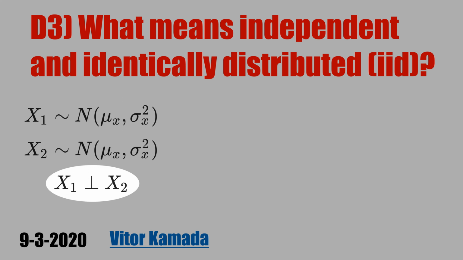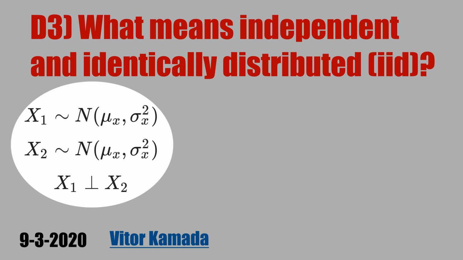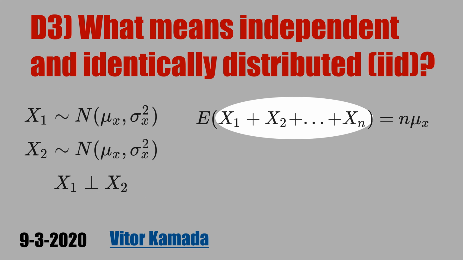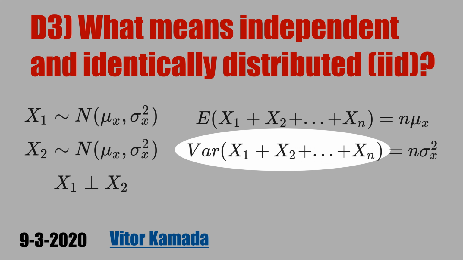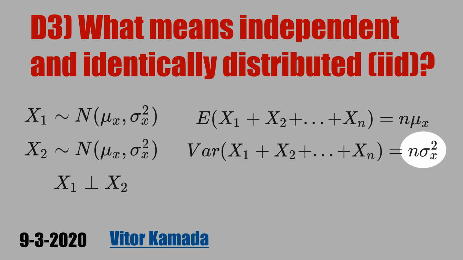Now, let's assume that x1 is independent of x2. We just created two random variables that are IID, independent and identically distributed. Now, let's assume that you have n IID random variables. If you take the expectation of these n IID random variables, the result is n times μx. If you take the variance of these n IID random variables, we get n times the variance of x.